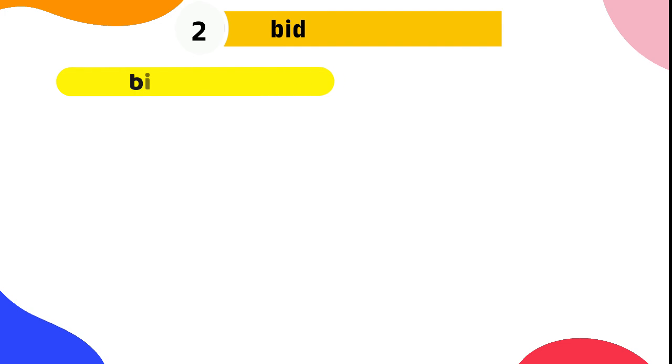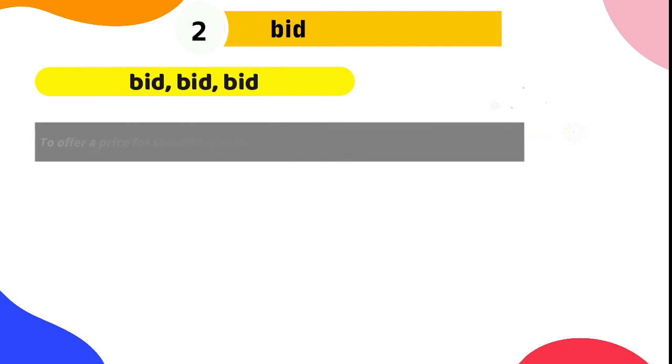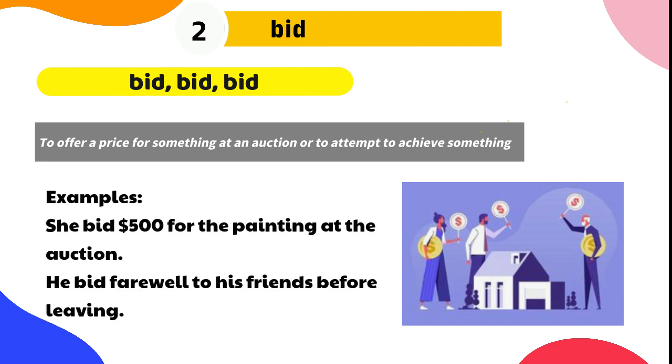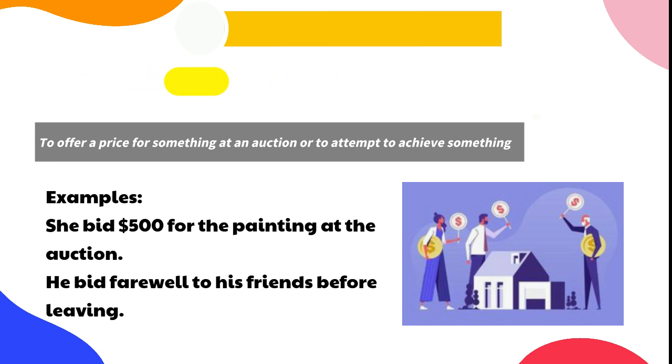Bid, bid, bid. Meaning, to offer a price for something at an auction or to attempt to achieve something. Examples. She bid $500 for the painting at the auction. He bid farewell to his friends before leaving.